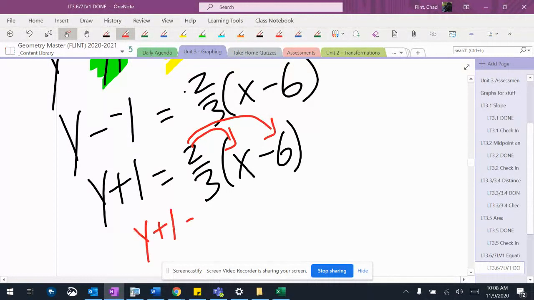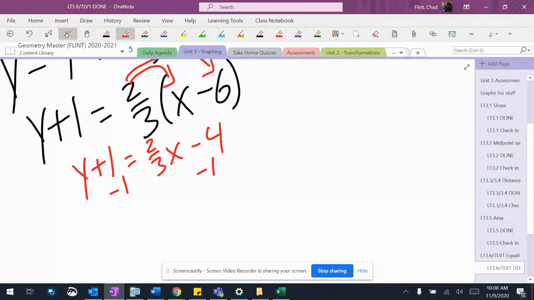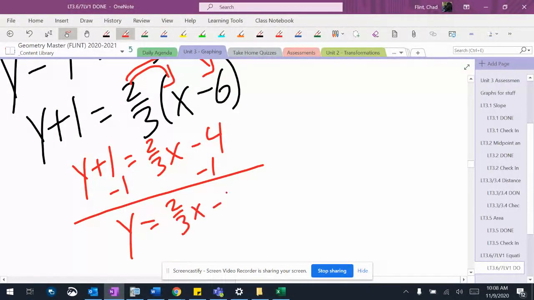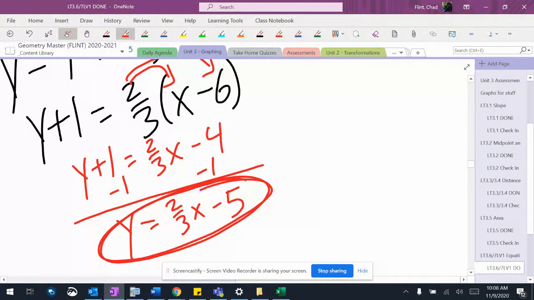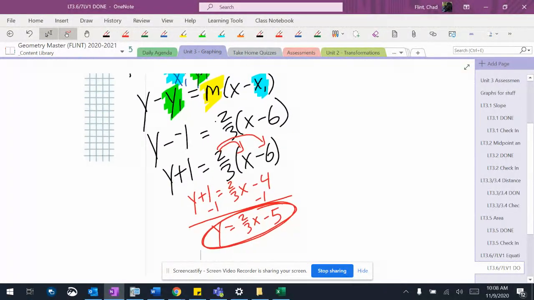So y plus 1 equals 2/3 x minus, I believe that's 4. Yes, that's 4. Okay, and then I have to subtract the 1. So I have y all by itself. And I get y equals 2/3 x minus 5. All right, in y equals mx plus b form.